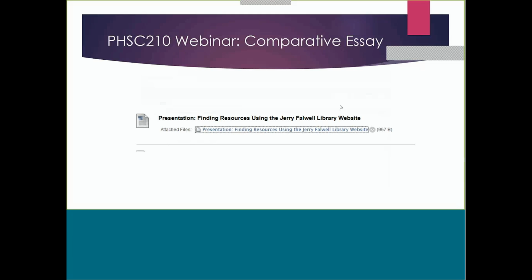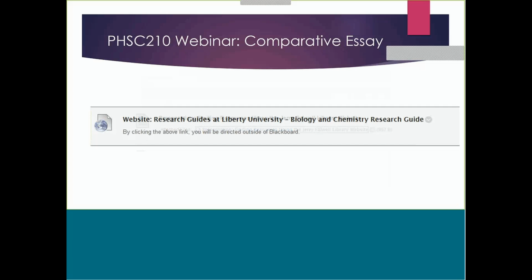In fact, it will help you not just with your paper in this course, it will help you with just about every course that you take where you have to do research. So please view that presentation. But at the bottom of this particular folder, the Reading and Study folder, there is a link to the website of the Jerry Falwell Library, with a special page that has been set up just for this assignment, really just for this assignment.